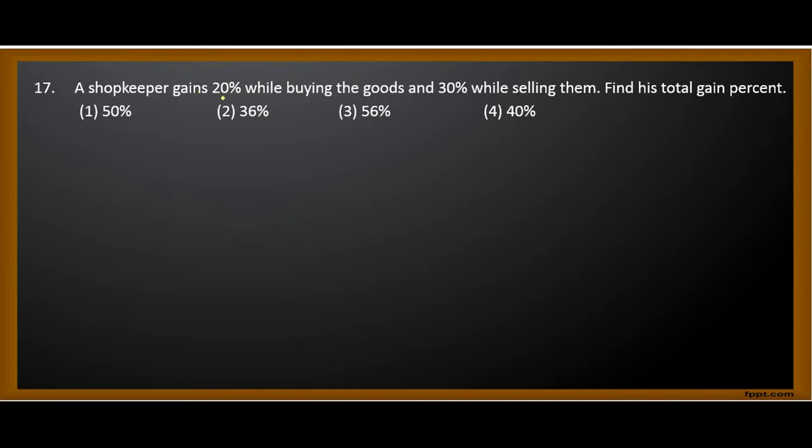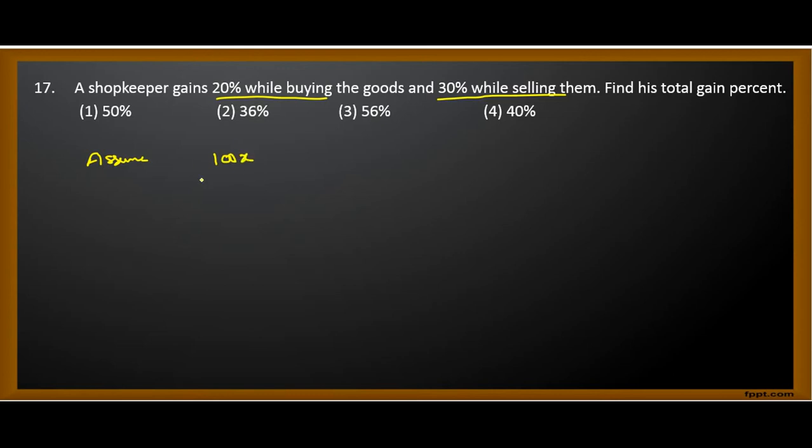A shopkeeper gains 20% while buying the goods and 30% while selling them. The same goods are sold at a profit of 30%. Find his total gain percent. Assume that the shopkeeper has some amount, 100x.